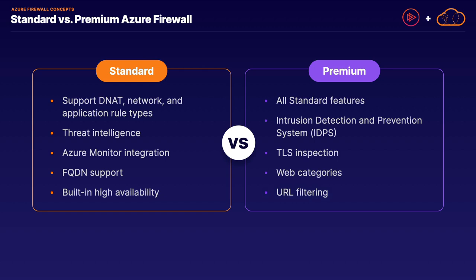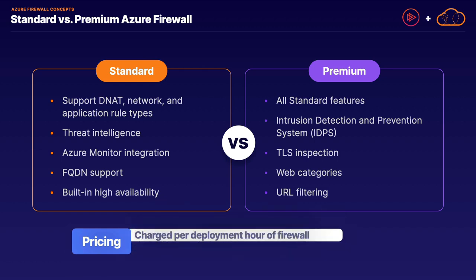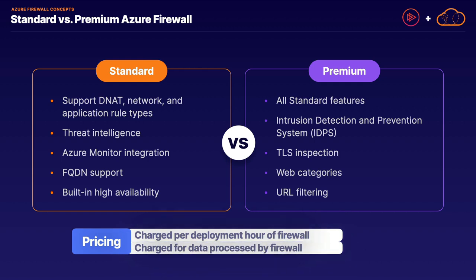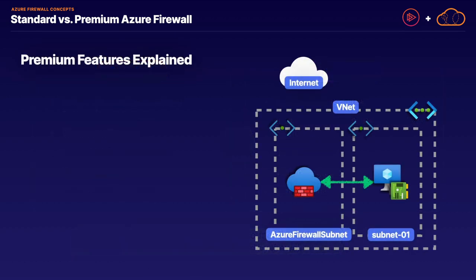Now, when it comes down to choosing between these two, the main driving factor is pricing. We're charged per deployment hour of our firewall, and we're also charged for data processed by the firewall. Now that we've got that covered, let's dive a little bit deeper into some of those premium features that we need to explain.